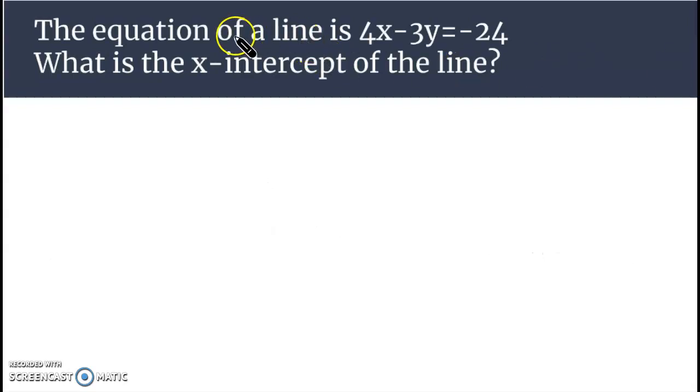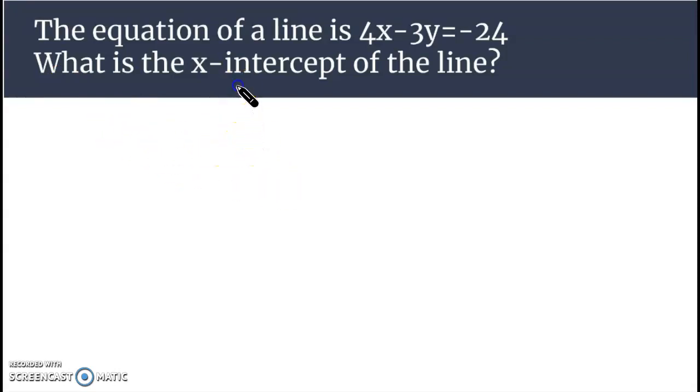Alright, so we have this equation, 4x minus 3y equals negative 24. Notice this is a linear equation, two variables, the x and y, and we can graph this on a line and find out where the line intersects the x-axis, known as the x-intercept, or where it intercepts the y-axis, known as the y-intercept. First, I'm going to find the x-intercept by hand.